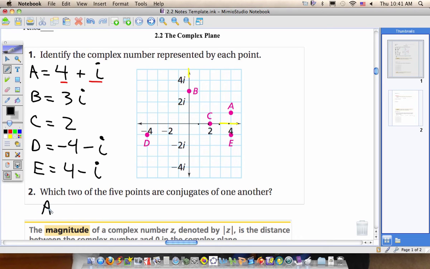A and E. Okay. If we look at the graph, what's the connection between A and E? What transformation can we do to A to get E or E to get A? Reflect over the x-axis. Okay, right. We can reflect over the x-axis. Conjugates are reflections of each other over the x-axis. The x-axis is the real number axis.